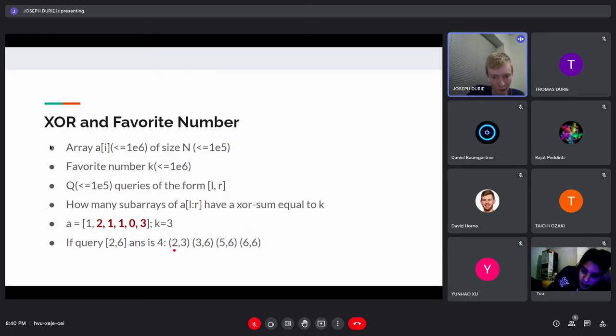So one of them is 2, 3, because 2 XOR 1 is 3. One of them is 3 to 6, because 1 XOR 1 XOR 0 XOR 3 is 3. Then you have 5 6 because 0 XOR 3 is 3, and 6 6 because 3 is 3. And we want to be able to count how many of these subarrays there are within the larger subarray.